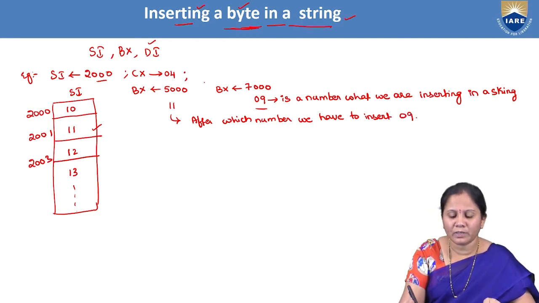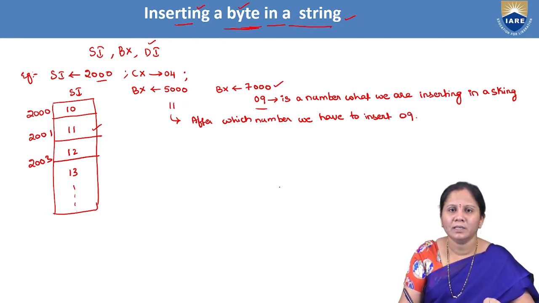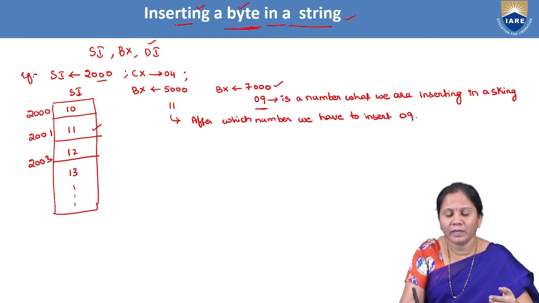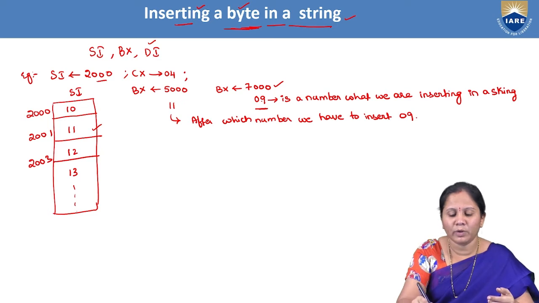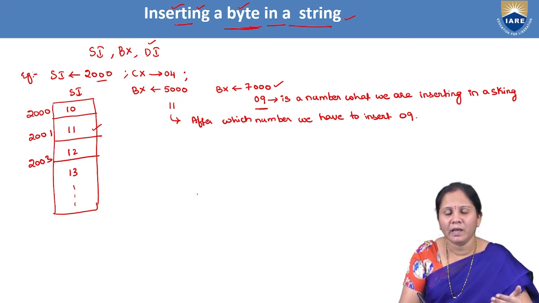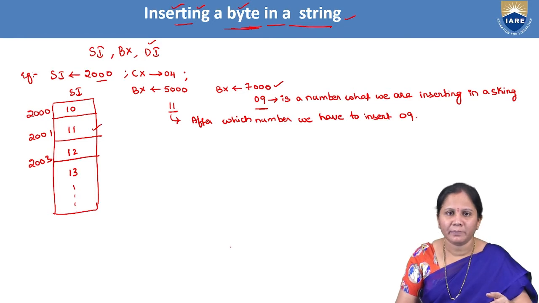So this 7000 value says it is a location where we are going to take one byte. This is the byte which we are going to insert. This byte we will insert after which number in the string. The number after which it is inserted is taken as 11.